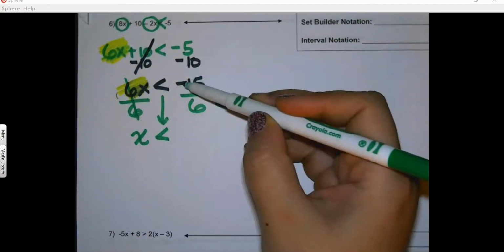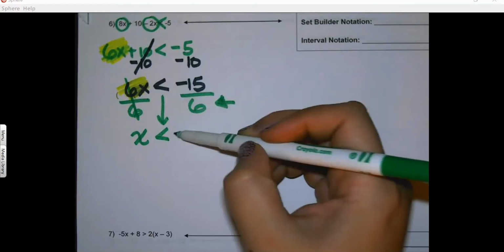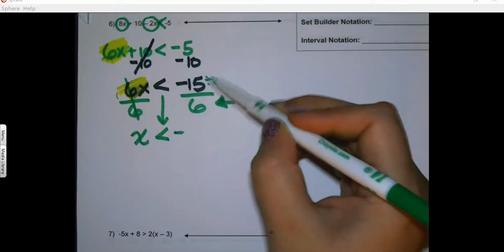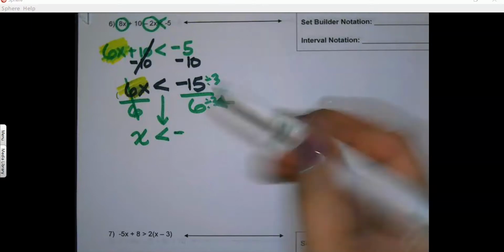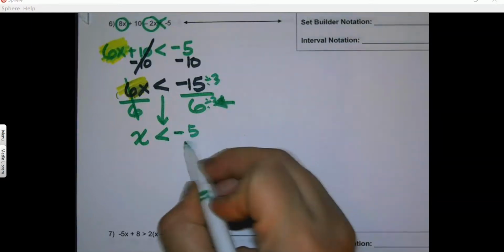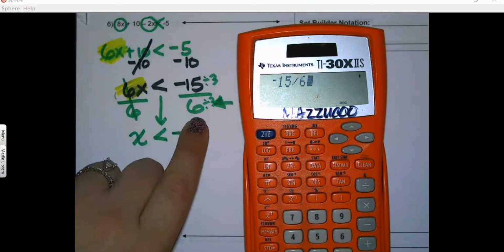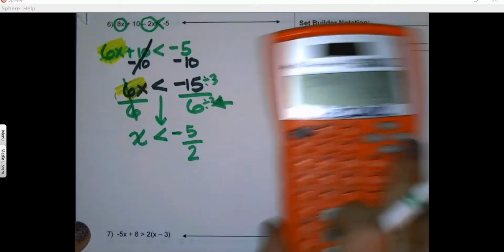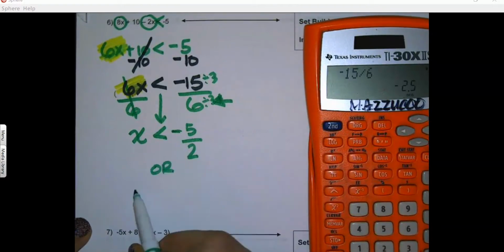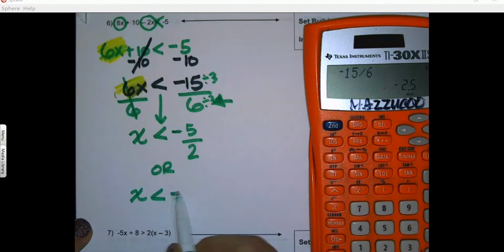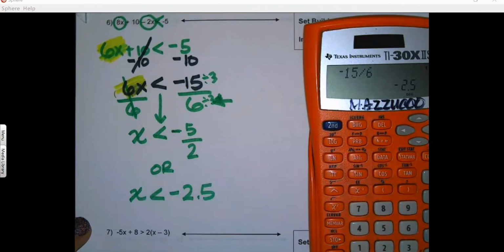So then we have a negative divided by a positive is a negative, and 3 goes into both of these. So we can simplify it to negative 5/2. Now if we use a calculator, we have negative 15 divided by 6. Okay, that's a decimal. The directions didn't say we can't have a decimal, so we could also put x is less than negative 2.5. So both of these are good answers.